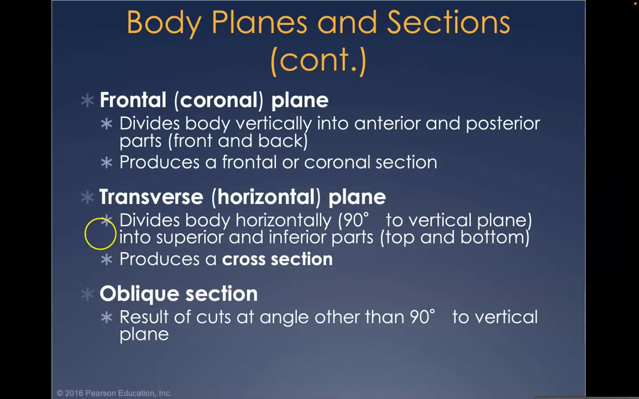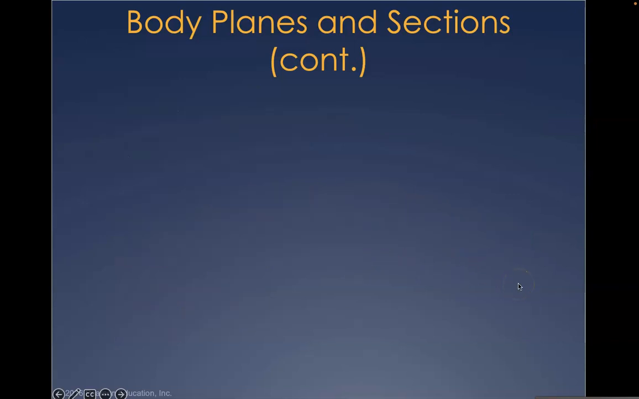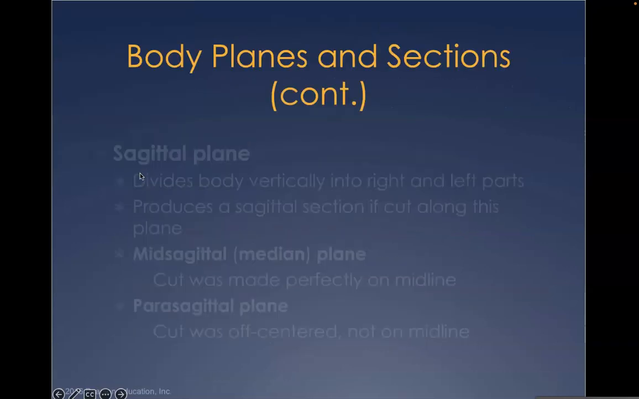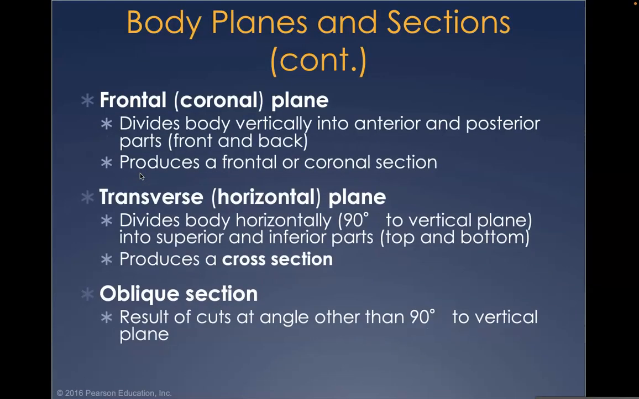Lastly, we have an oblique section, and that is going to result from any cut that's at an angle other than 90 degrees to the vertical plane. A transverse section is going to be a horizontal line, 90 degrees to the vertical plane, so it's straight across, whereas an oblique section will go at an angle like that. Do they have an oblique section on this? They do. Here's an oblique section. So a transverse section would be straight across, and then an oblique section at an angle here. We don't really use oblique sections very often, so I'm not going to emphasize that one as much.